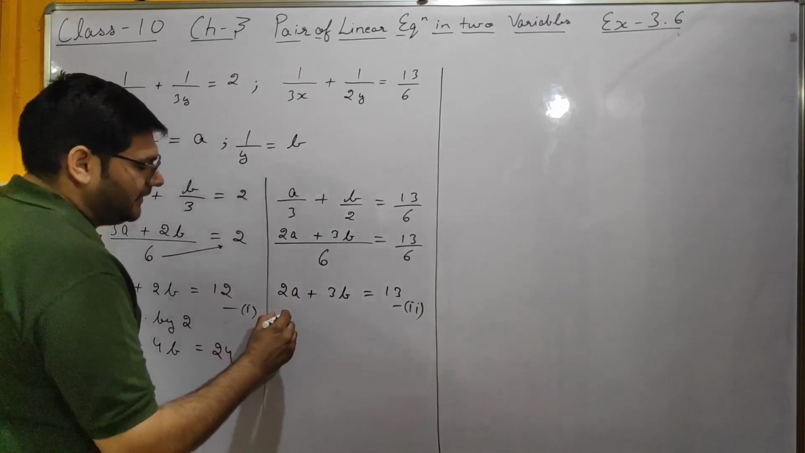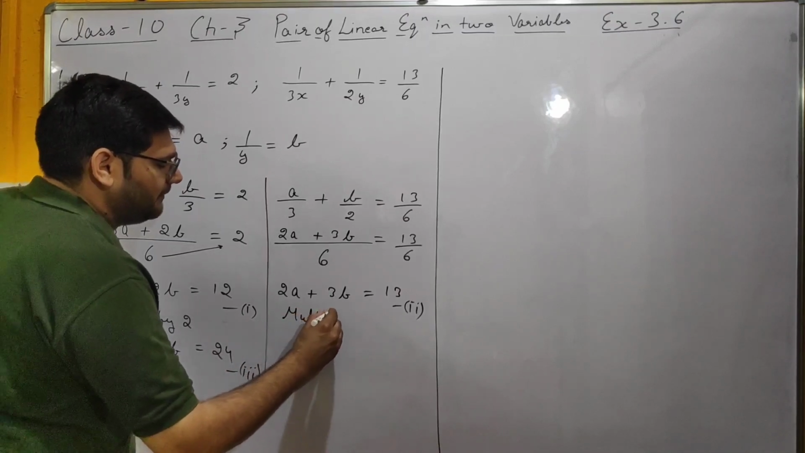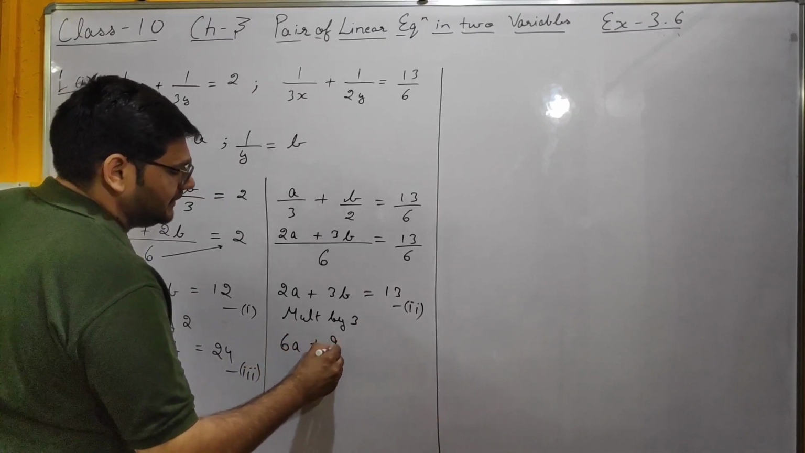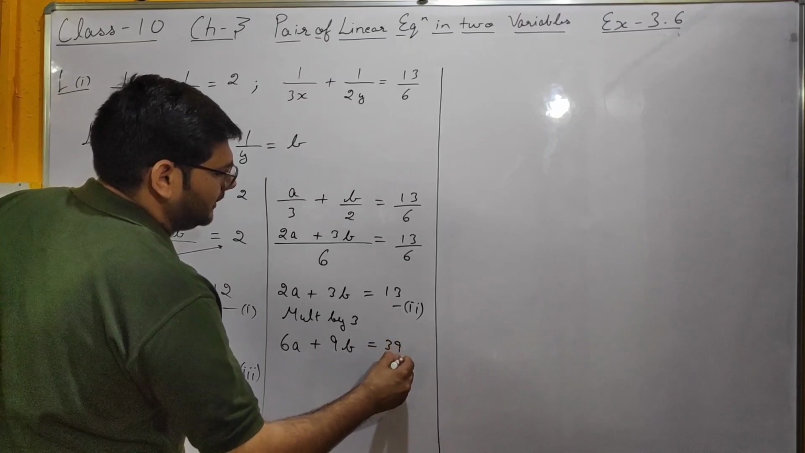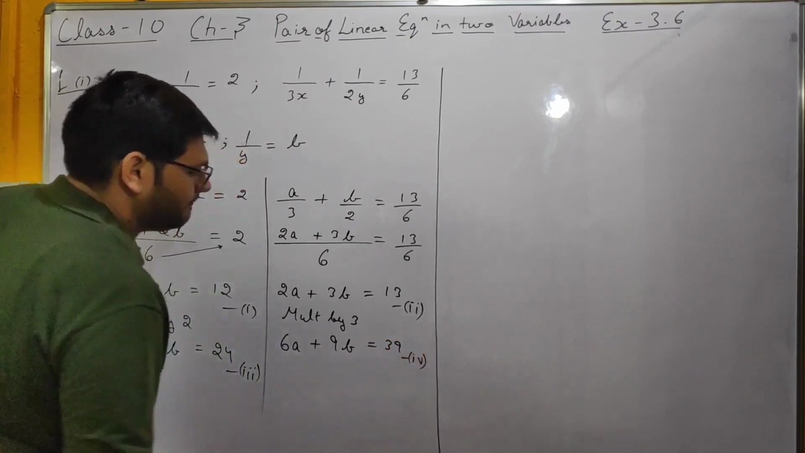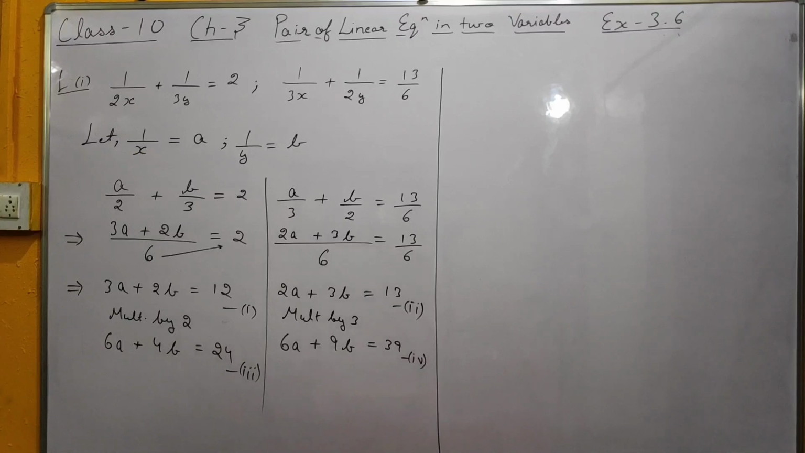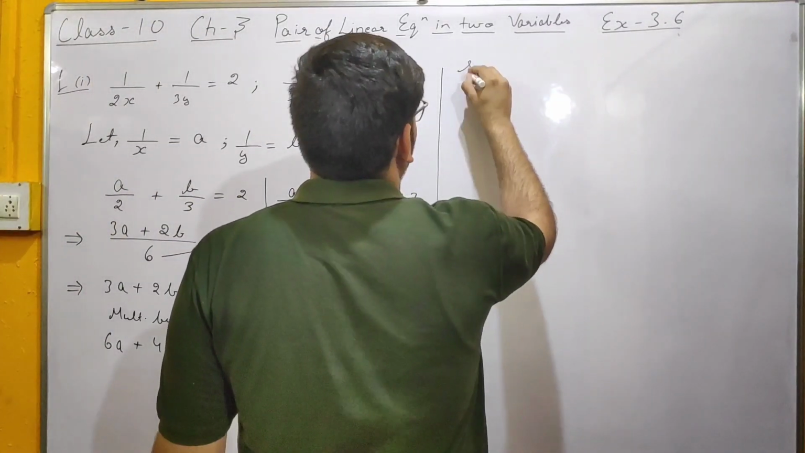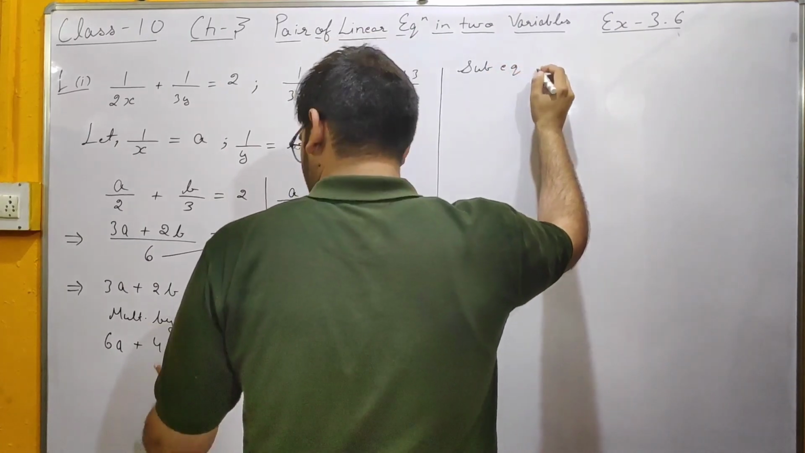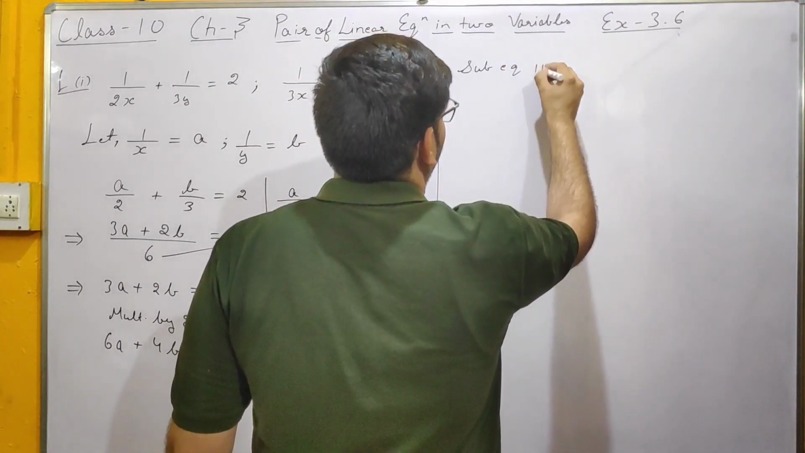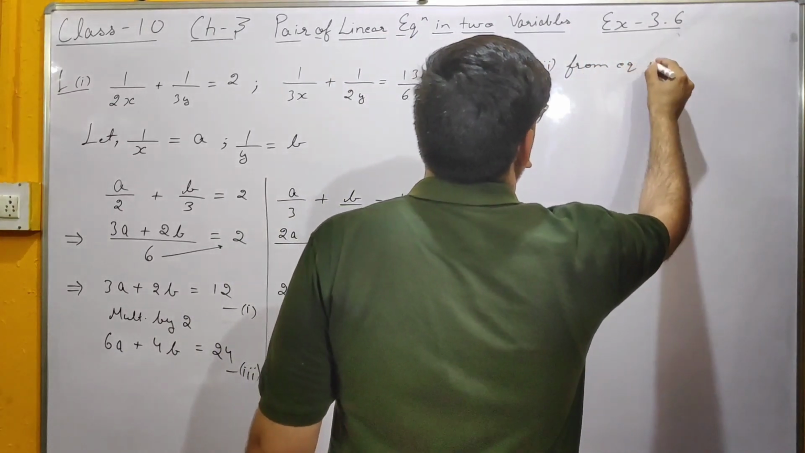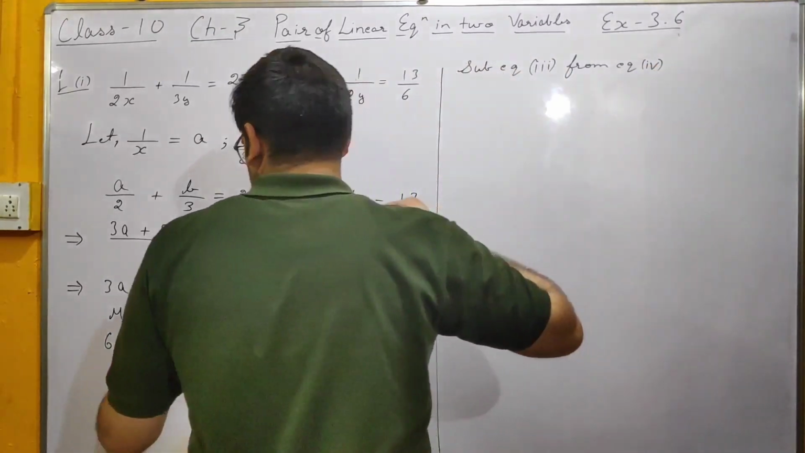Now we will multiply it by 3. Multiply by 3. So 6a plus 9b equals 39. This is the fourth equation. Now this is the third equation, this is the fourth equation. 6a, 6a. We will eliminate it. Subtract equation number 3 from equation number 4.